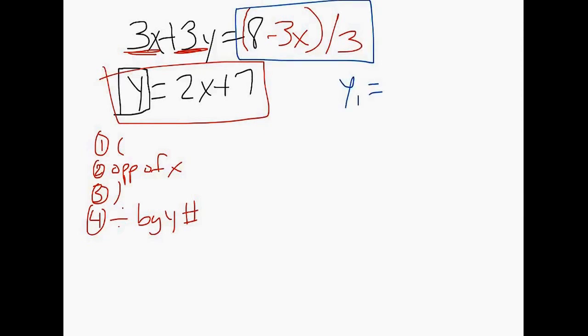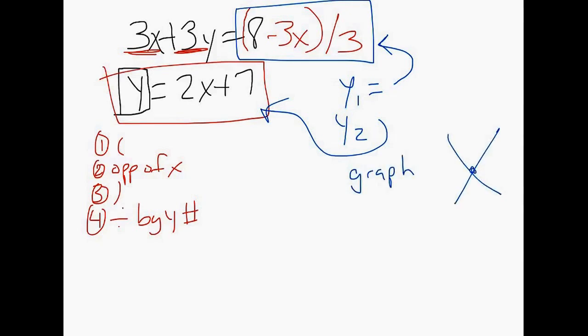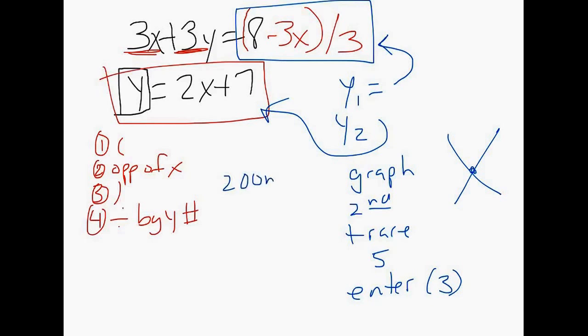We go to y1. We put this top one. We go to y2. Put that second one. Once we get them in the calculator, we want to push graph. And what we're looking for is, do they hit each other? Okay? If they hit each other, then we do second, trace, 5, and then we do enter 3 times in a row. If they don't hit each other or we don't see our lines, one thing we might do is zoom 3, enter, zoom out.